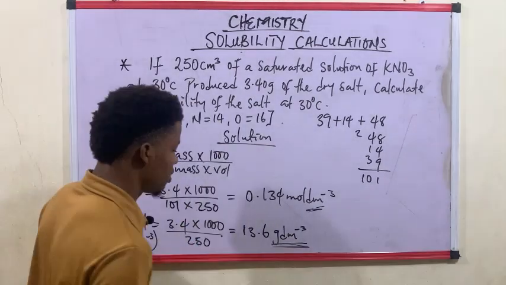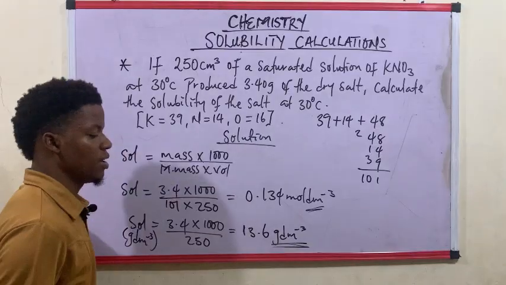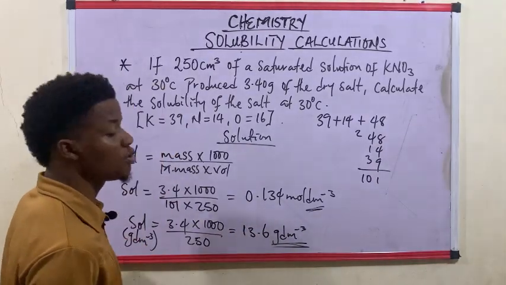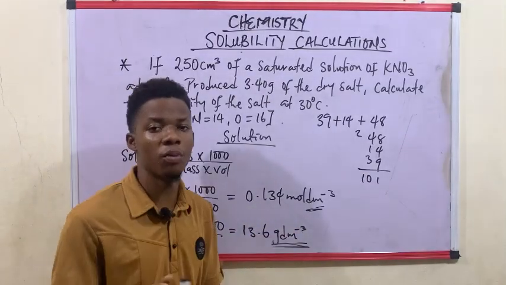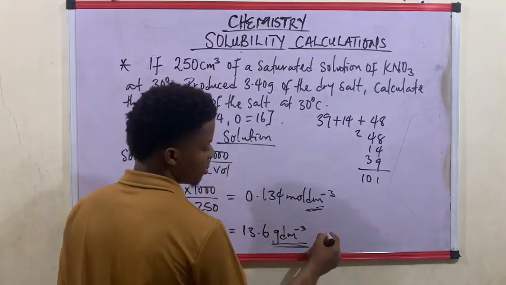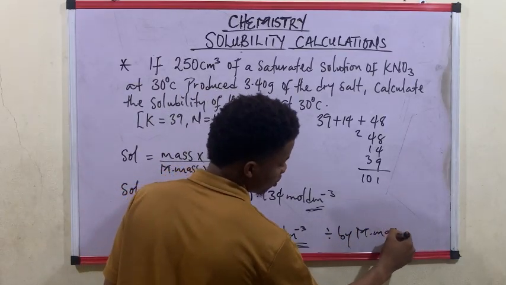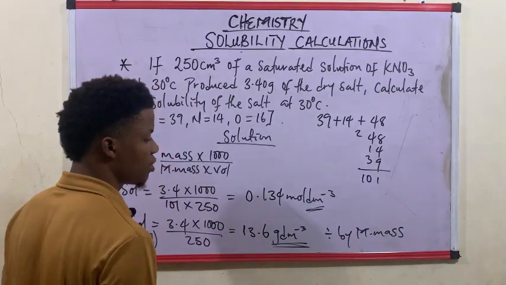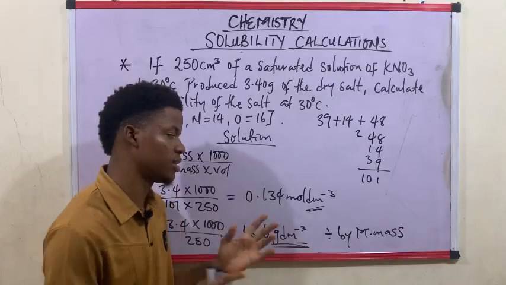So this is how to calculate in gram per dm cube. In mole per dm cube, this is our answer. In gram per dm cube, this is our answer. Now, how do you simply convert from gram per dm cube to get your answer in mole per dm cube? Just divide by the molar mass. When you divide your answer here by your molar mass, you are simply going to get your solubility in moles per dm cube.